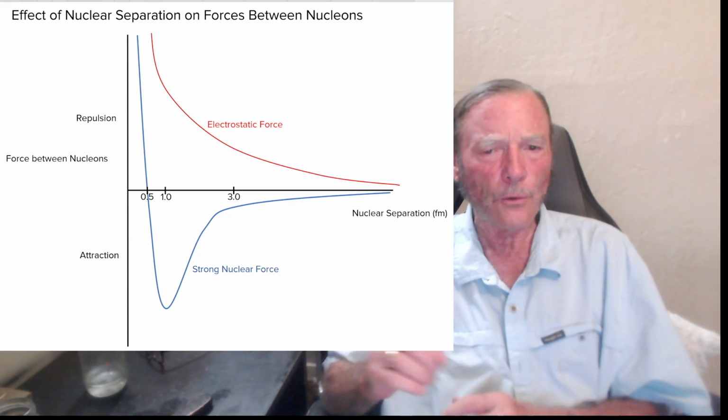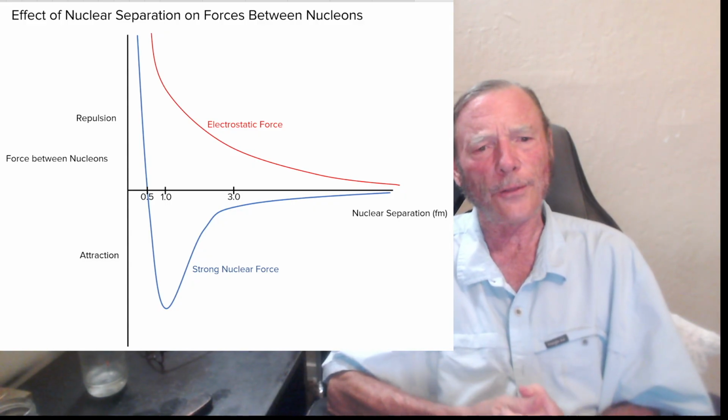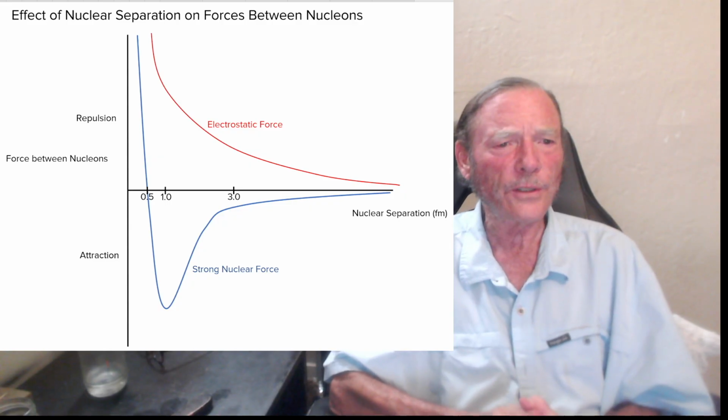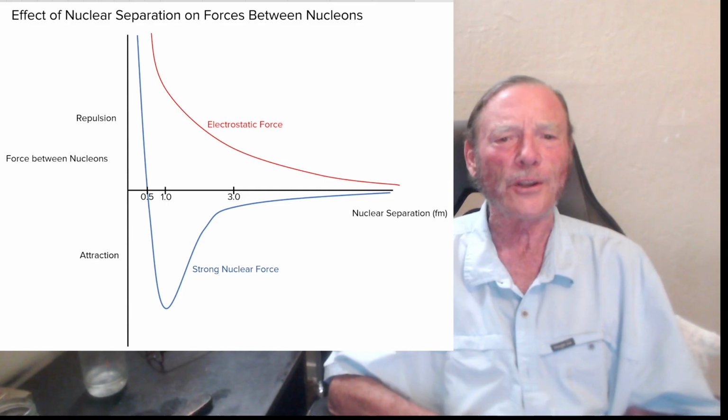So now these two curves are very simple, and as long as you look at them separately, they're very simple. So what's the top one? It's the relationship between two protons.